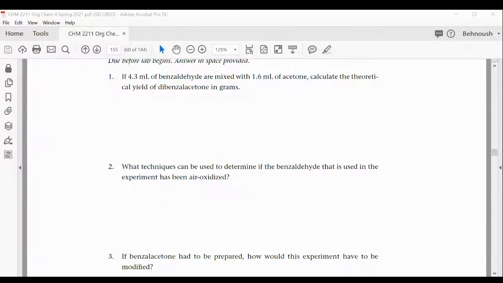Use IR to find if it shows a peak between 2500 to 3500. That means you have carboxylic acid. That shows that benzaldehyde has been air oxidized. The other method: benzoic acid has a lower pH than benzaldehyde. So by testing pH, you could say if there is benzoic acid mixed in or not.